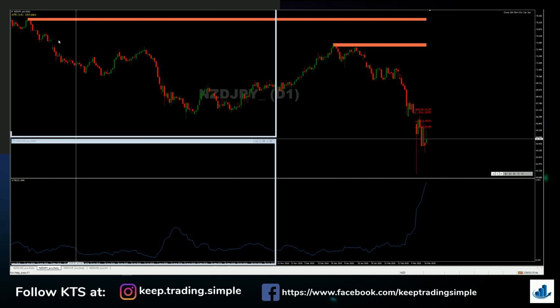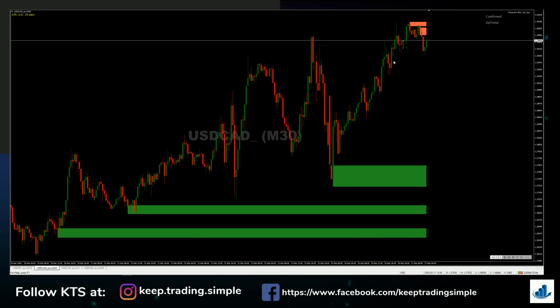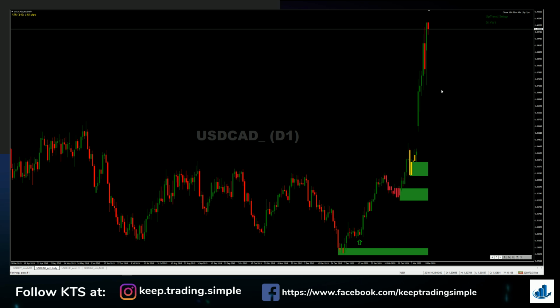Going into the dollar pairs. Okay, so here's dollar CAD. This is what I was showing my wife. I was like, ooh, we're up in that 140 range, right? So here's what we got on the daily.